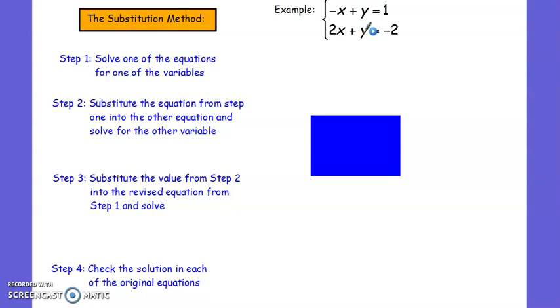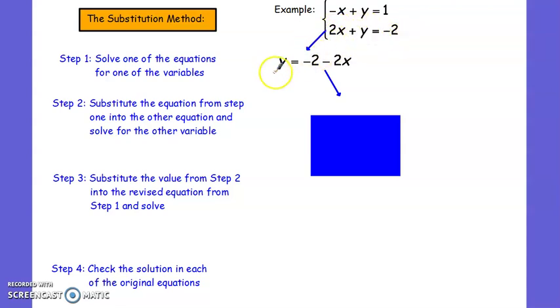Now, first thing that you want to do in order to do the substitution method is come up with one equation solved for one of your two variables. So up here in these two equations, it would not be hard to solve for x, but the two y's are much easier to solve for. So the first step that I took was to take this second equation and to subtract 2x over to the right side.